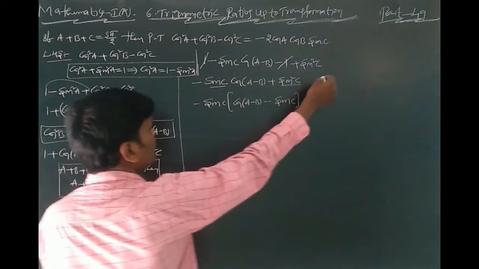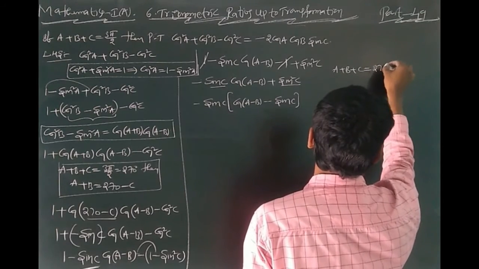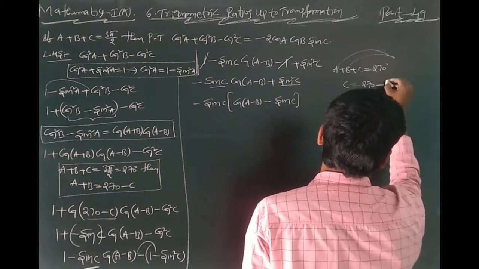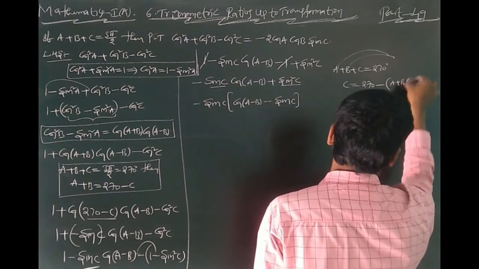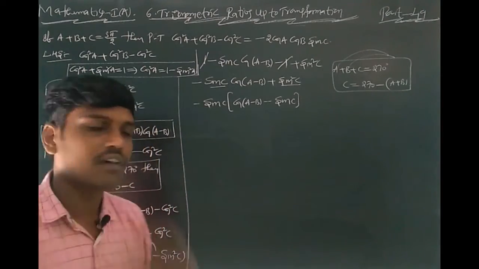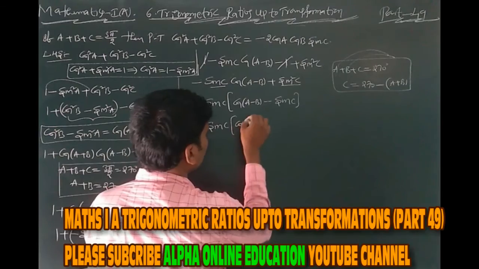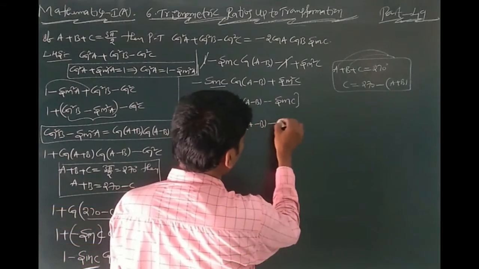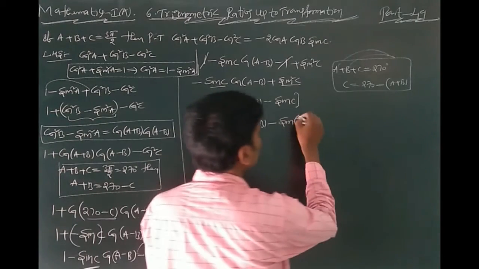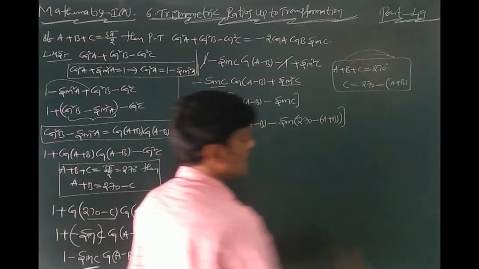After that you know that a plus b plus c is equal to 270 degrees, then c is equal to 270 minus a minus b, nothing but minus of a plus b. This is the value of c. You can write minus sin c cos of a minus b minus sin. C value is 270 minus of a plus b. This one is the value of c.